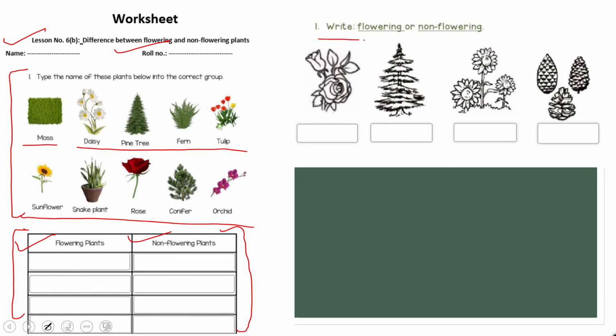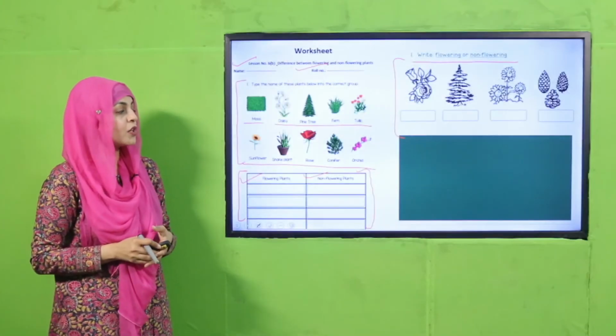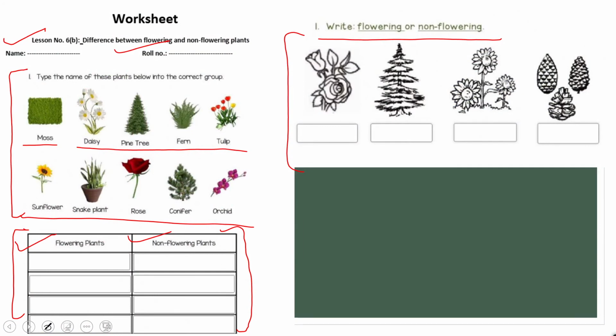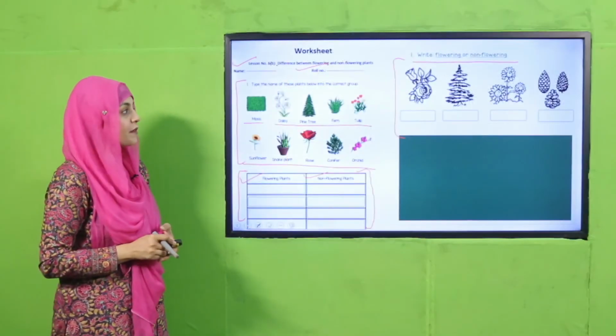Then the next question is write flowering or non-flowering. Again, there are some pictures given here. You will write underneath them whether it belongs to the flowering group or the non-flowering group. It's extremely easy. Now you can quickly do this worksheet. Pause the video and complete it. I hope everybody has finished it.